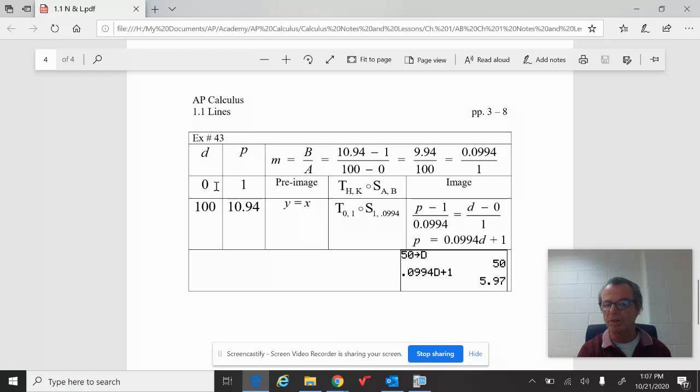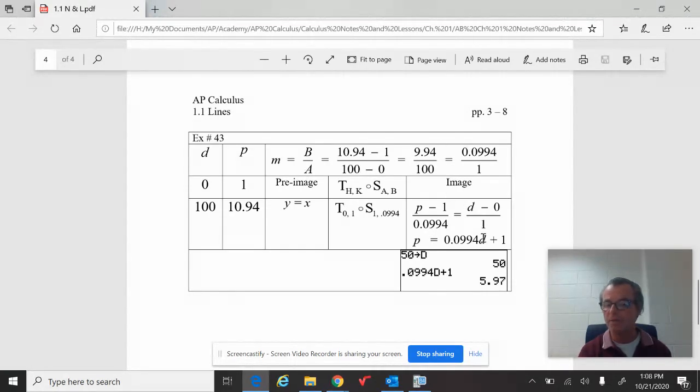So P is dependent. The pre-image is not y equals x. It's P equals D. The pre-image here for this problem would be P equals 0.0994 D. And we do the slide. Replace D with D take away 0. Replace P with P take away 1. So we end up with P equals the slope, which we calculated by subtracting up, times the input, plus slide up 1.